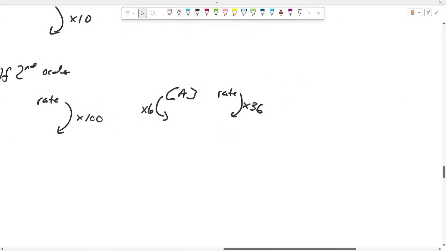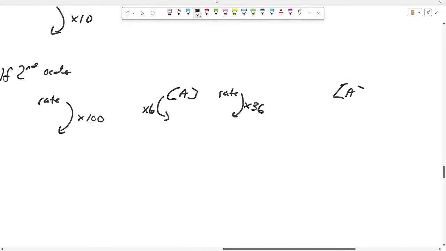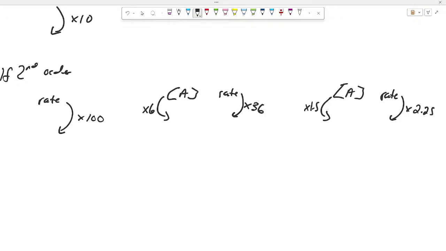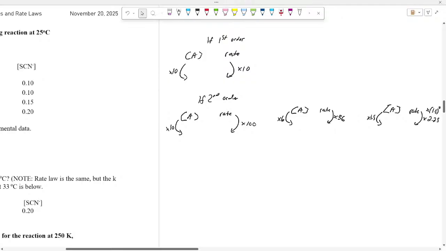And keep in mind, you might get something really ugly. What if they change the concentration of A by, I don't know, 1.5? Then we'd expect the rate to get multiplied by 2.25, because that's 1.5 squared, right? Is that okay? Does that feel not too bad? Just bad enough.